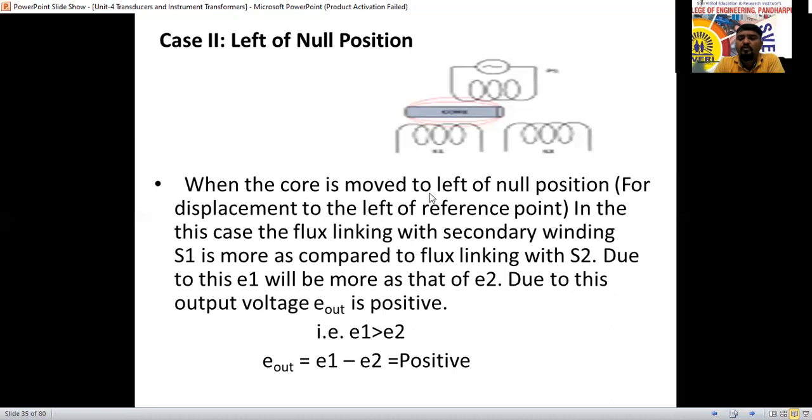When the core is moved to the left of the null position, for displacement to the left of the reference point, the flux linking with the secondary winding S1 is more as compared to the flux linking with S2. So due to this, the EMF induced in S1, that is E1, will be more than the EMF induced in S2, that is E2. So due to this, the output voltage E out is positive. For the left of null position, the output is positive. So that is the second case we have discussed.